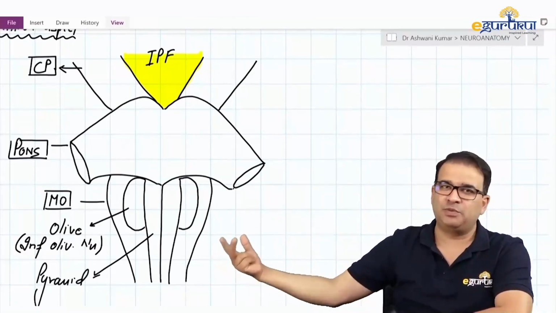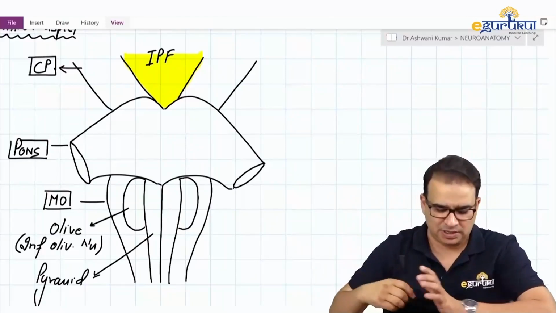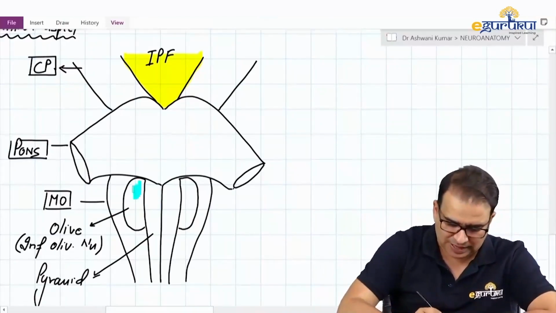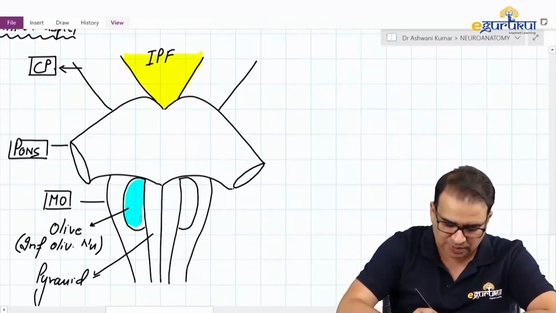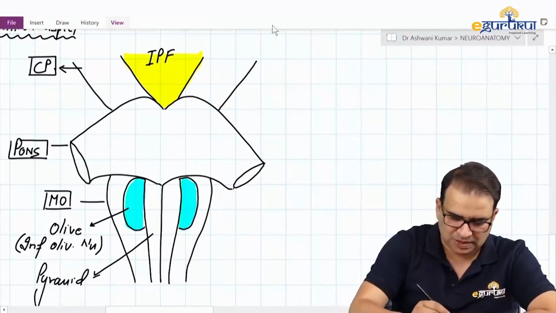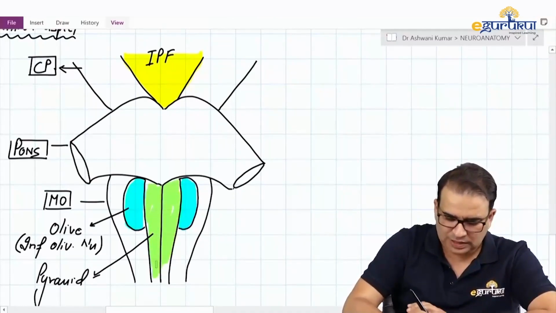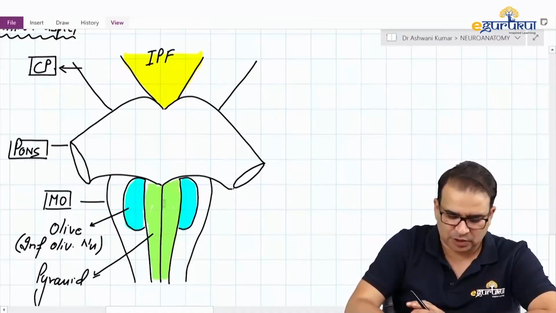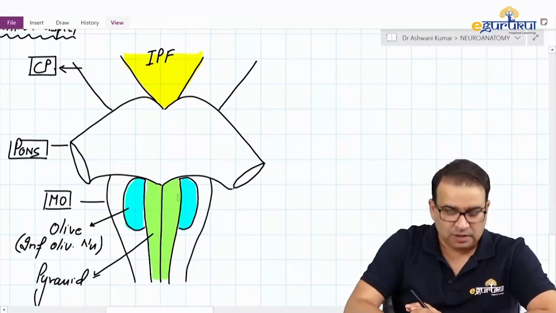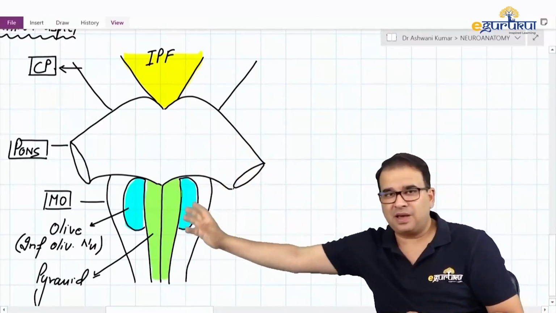From the ventral aspect of the medulla, there are two major elevations that you will appreciate. One is the olive. Let me just highlight them so that we can see how the cranial nerves are coming out. This is the olive, and more close to the midline, that's the pyramid. These are the pyramids. You will keep calling them pyramids till the decussation takes place, because all 100% of fibers are present in the ventral part. No decussation means 100% of fibers are here only.